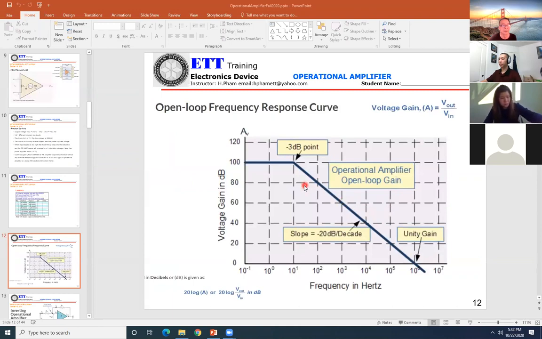And yesterday we already talked about the open loop gain. With the open loop gain, the bandwidth will be very, very small. In this case, they get only 10 Hz. So in order to get more bandwidth, you need the feedback. When you get the feedback, the gain will be reduced. However, the bandwidth will be bigger.